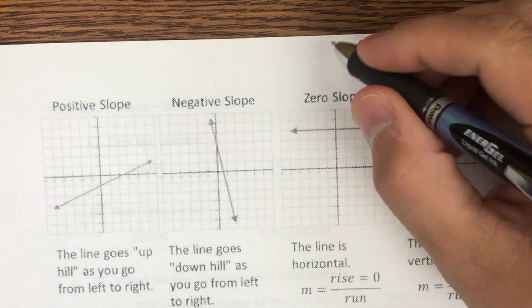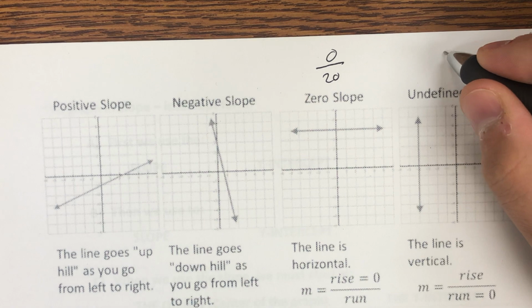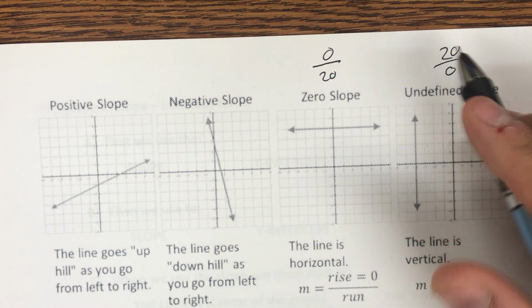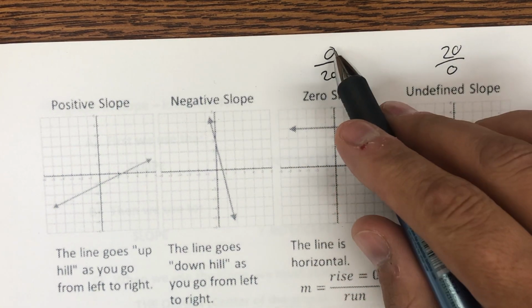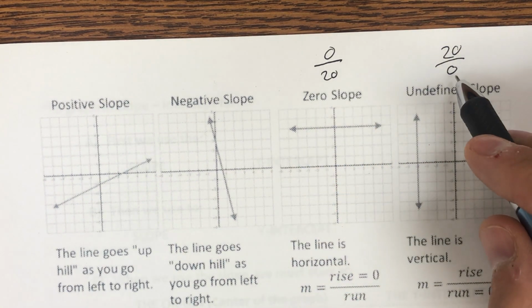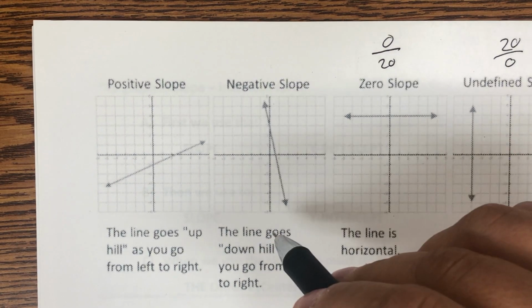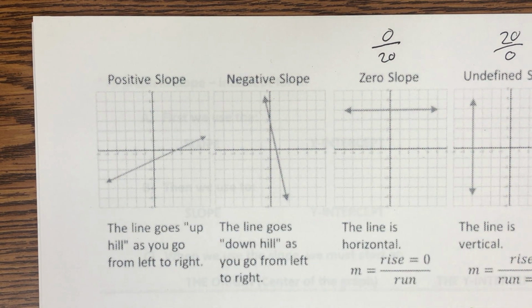If the slope is 0, this is 0 over, let's just say 20. This one would be 20 over 0. Undefined is divide by 0. We could take 0 divided by something. That's 0. So 0 on top, 0 slope, 0 on bottom, undefined. Negative slope, again, goes downhill from left to right, and positive slope goes uphill from left to right.